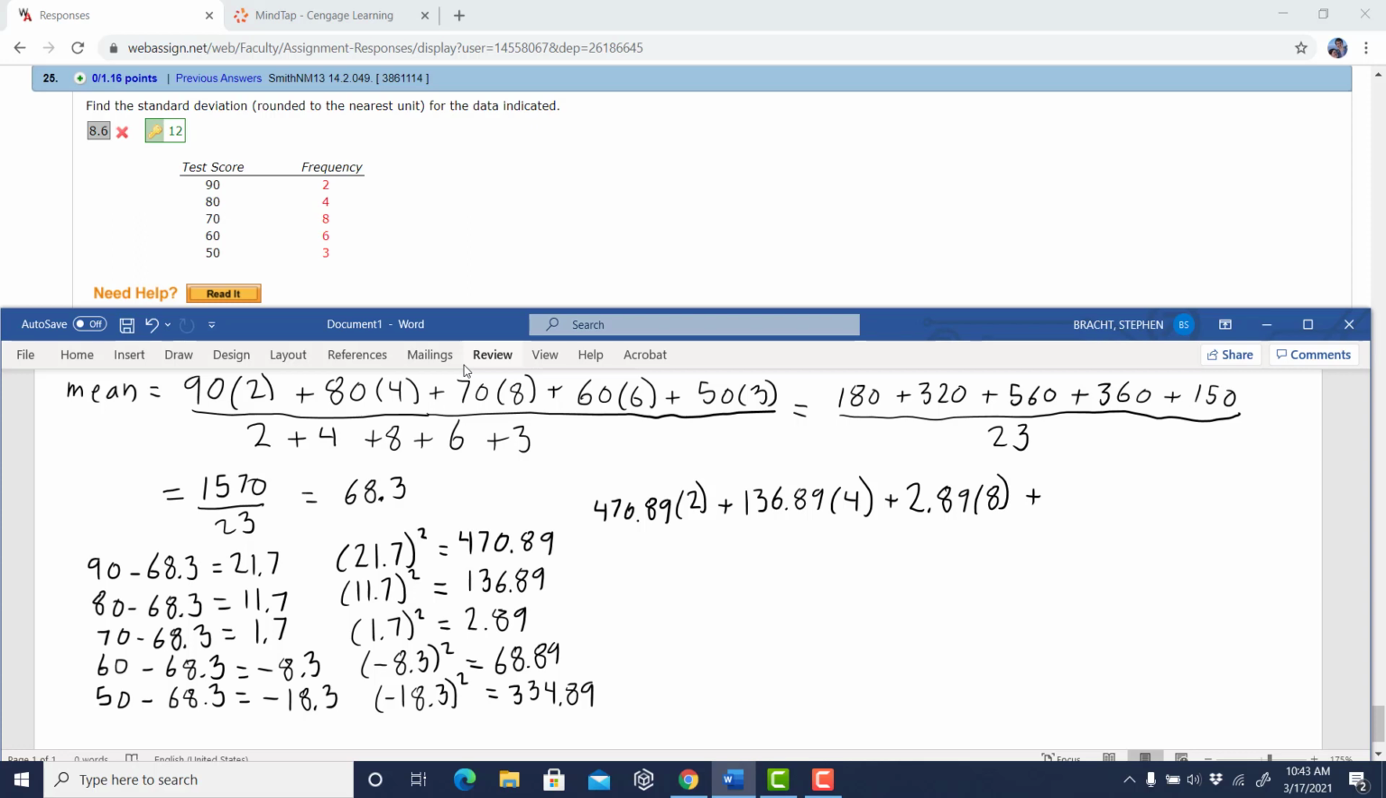68.89 repeats 6 times, and 334.89 repeats 3 times, like so. When I multiply these, I will get 941.78 for the first one, 941.78, 547.78, 547.56 for the second one.